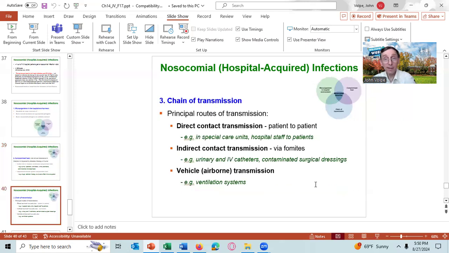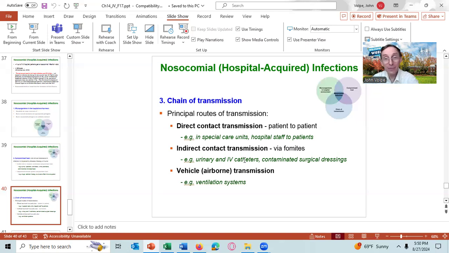And then in the hospital, there is a chain of transmission. The principal routes of transmission can be direct contact transmission, and that could be patient to patient. In special care units, hospital staff are trained to prevent disease from moving from patient to patient. There can be also direct contact transmission from hospital staff. Well, let's say from patient to hospital staff to patient. Well, I guess I'll talk about that later in the indirect transmission.